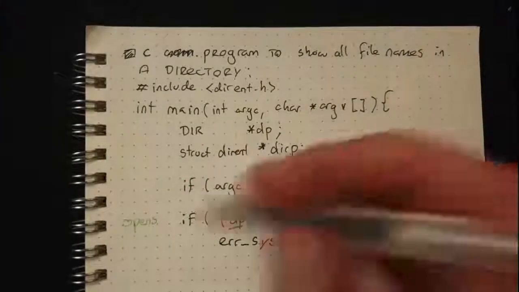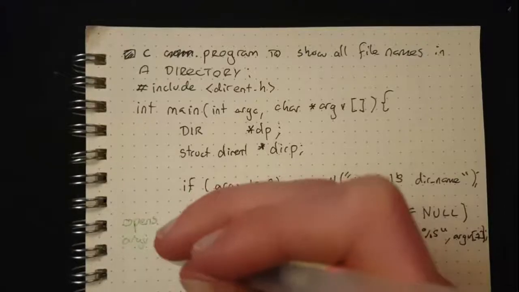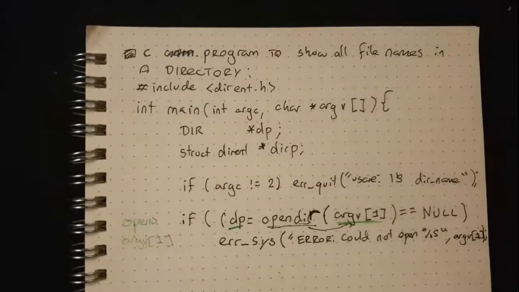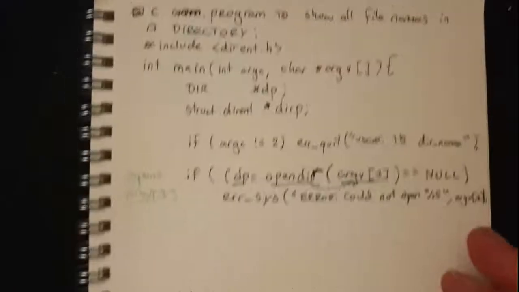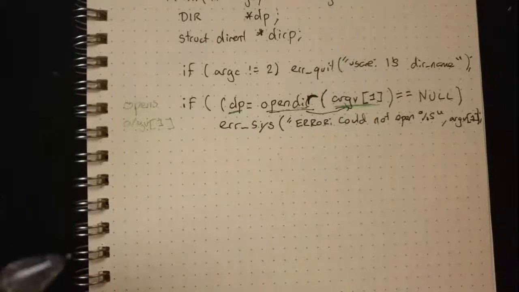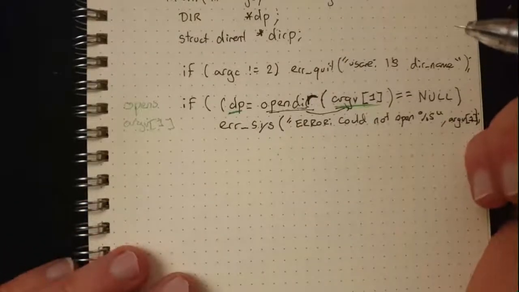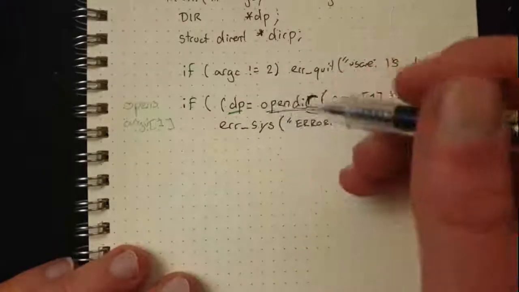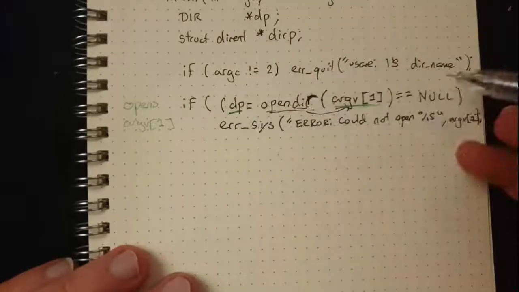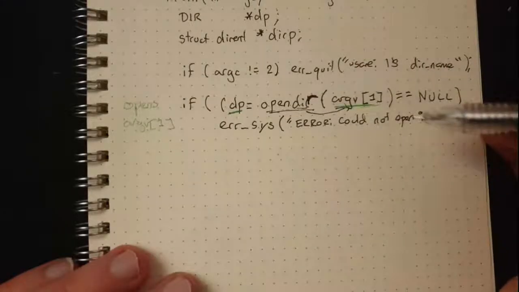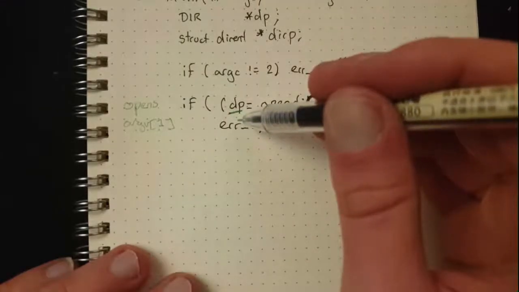And if it can't open it, then opendir returns null and you get an error. Otherwise, we're left with dp.